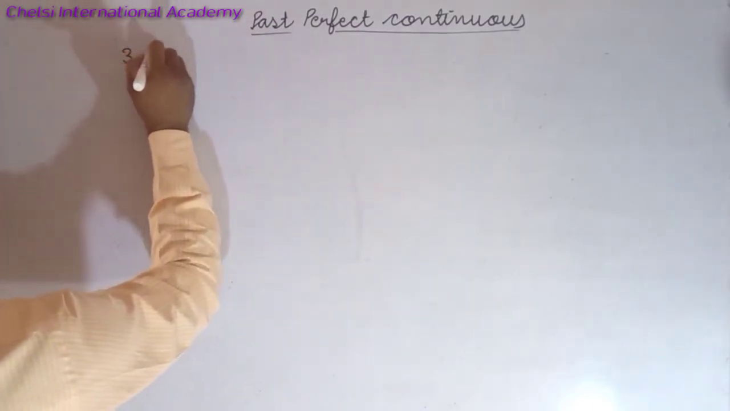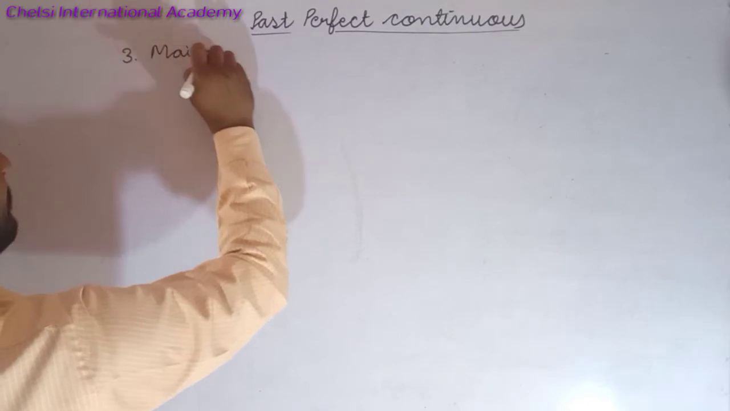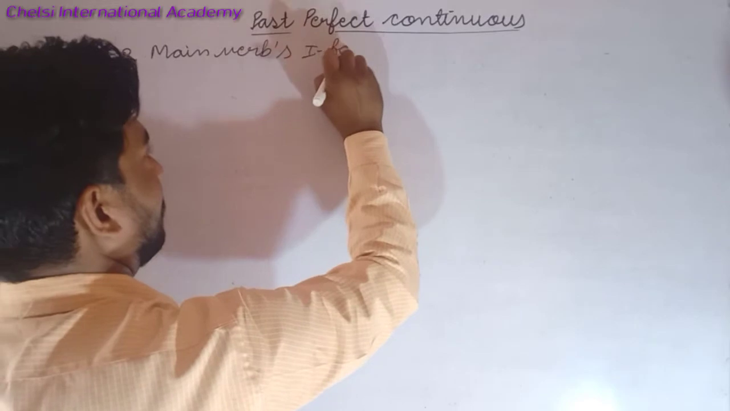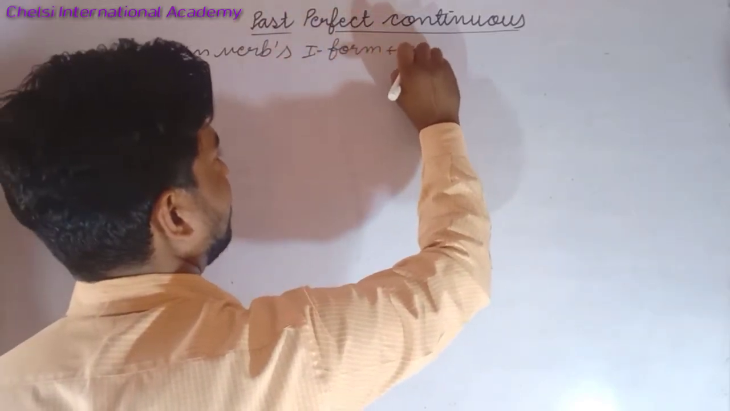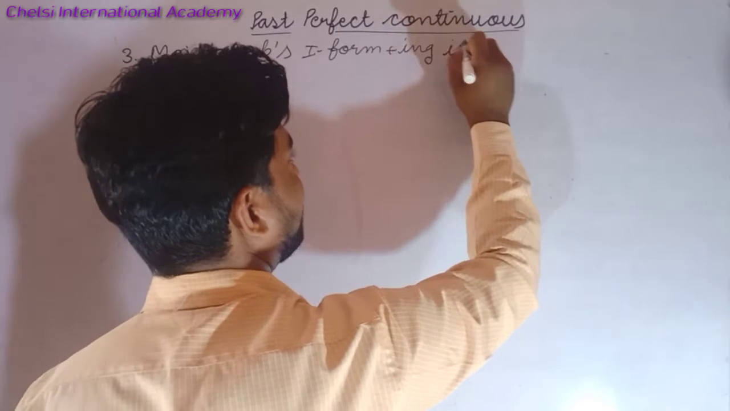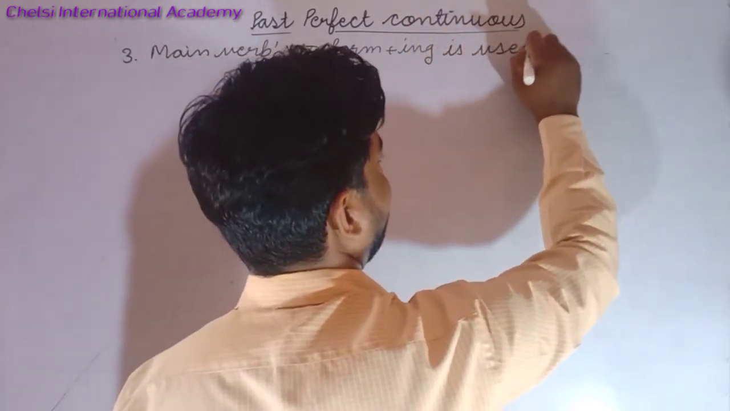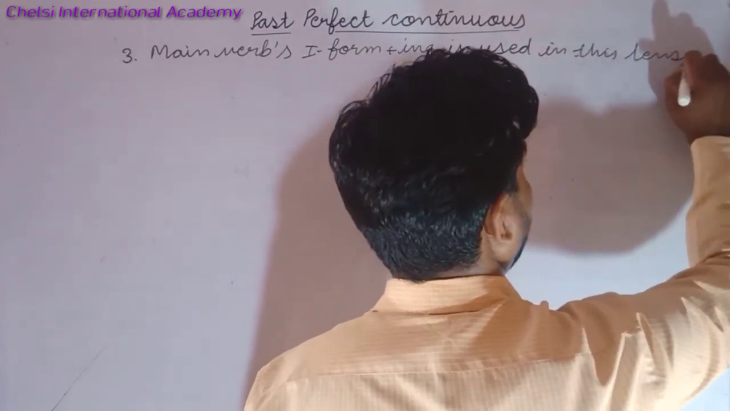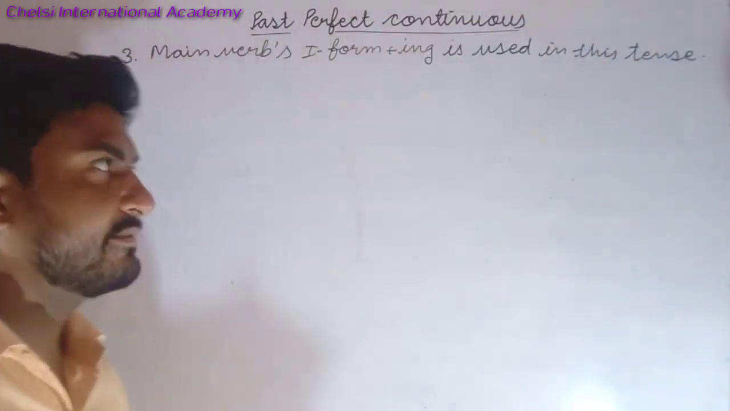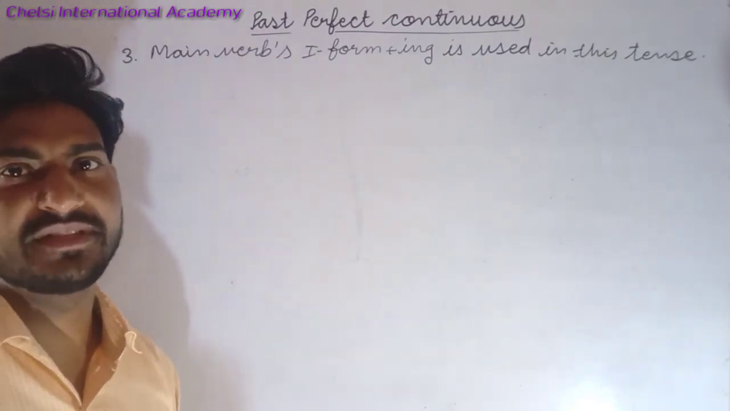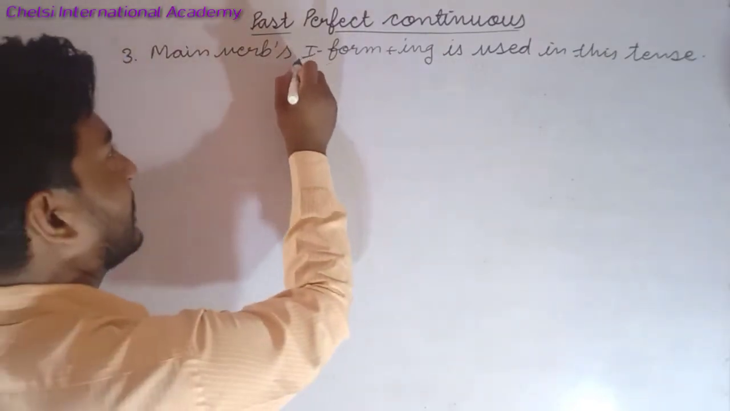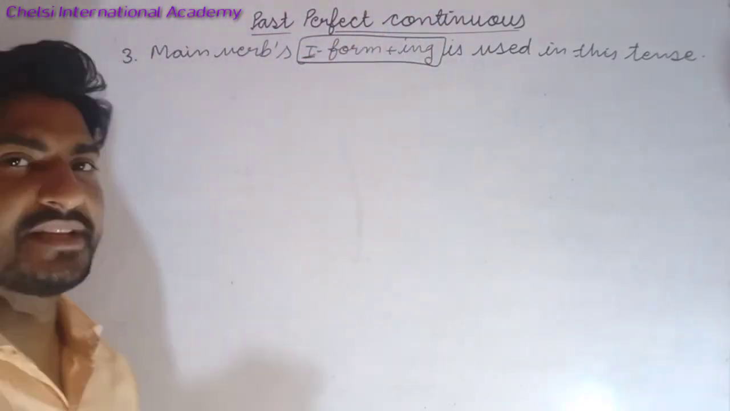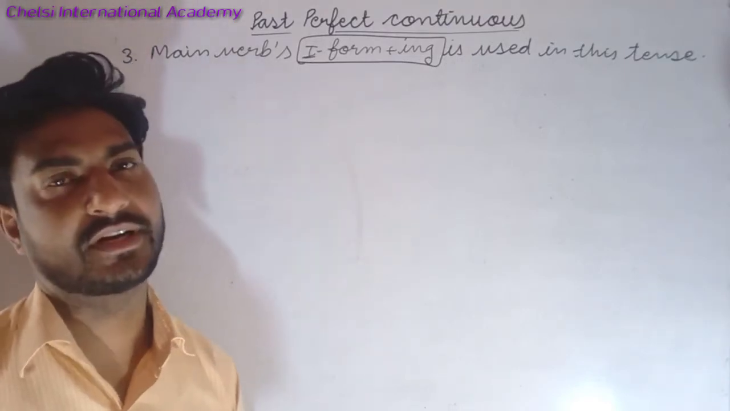Third point. Main verb, first form plus ing, is used in this tense. In this way we have seen here the helping verb is had been and the main verb is first form plus ing. First form plus ing is used in this tense. In which tense? Past perfect continuous tense.